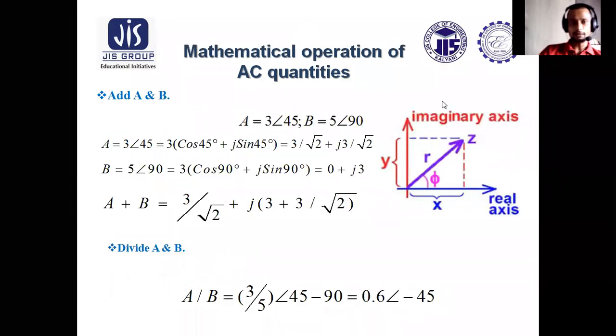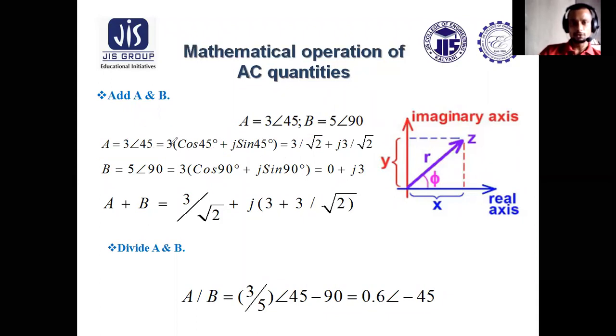Now let us solve one numerical. First, we are asked to add A and B, where A and B are given here. As we are asked to add these two quantities and they are given in polar form, addition is possible in rectangular form only. So convert this into rectangular form. 3 angle 45: magnitude 3 will be there, and angle 45 will be replaced by cos theta plus j sin theta, that is cos 45 plus j sin 45.